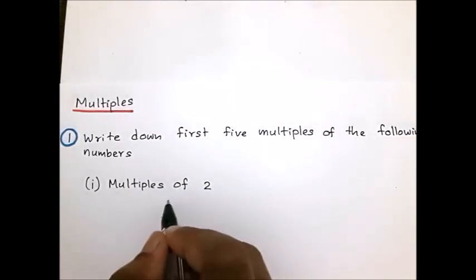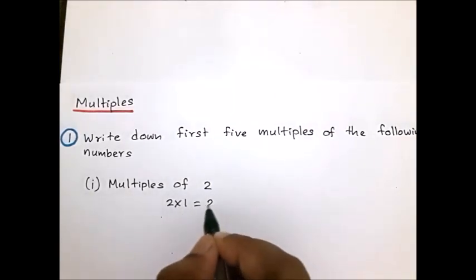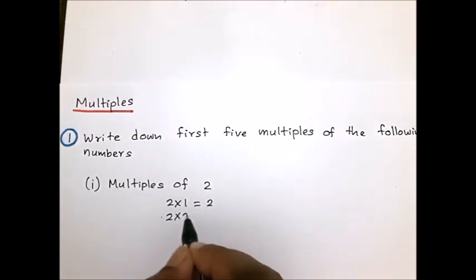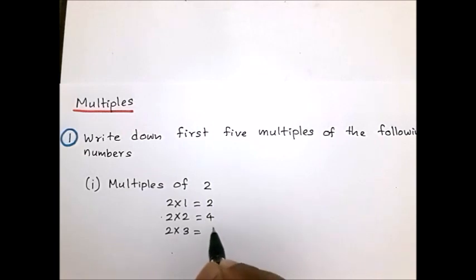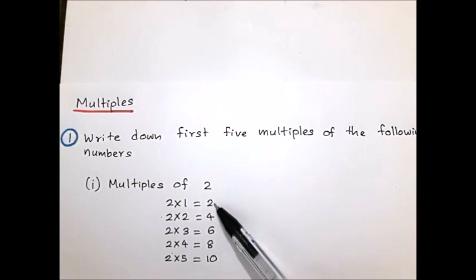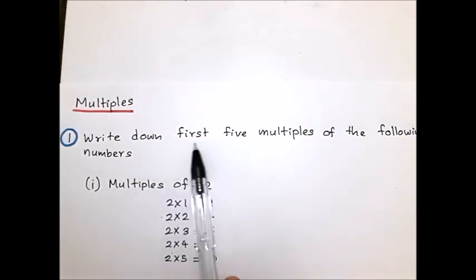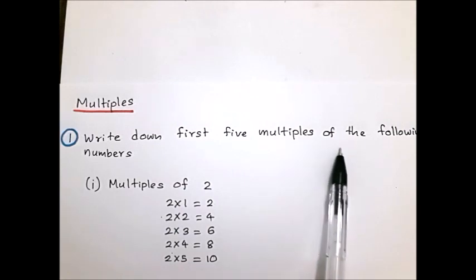First multiple of 2: 2 multiplied by 1, 2. Second multiple: 2 multiplied by 2, 4. Third one: 2 multiplied by 3, 6. Fourth one: 2 multiplied by 4, 8. Fifth one: 2 multiplied by 5, 10. These are the multiples of 2: 2, 4, 6, 8 and 10. The question says write down the first 5 multiples.